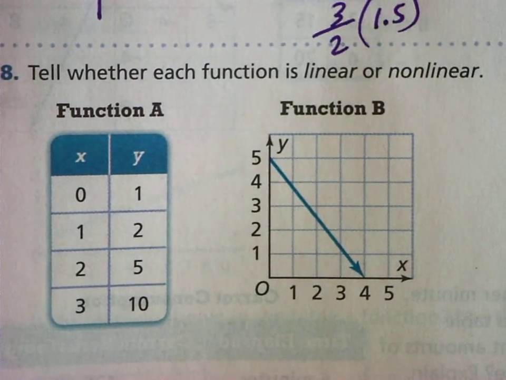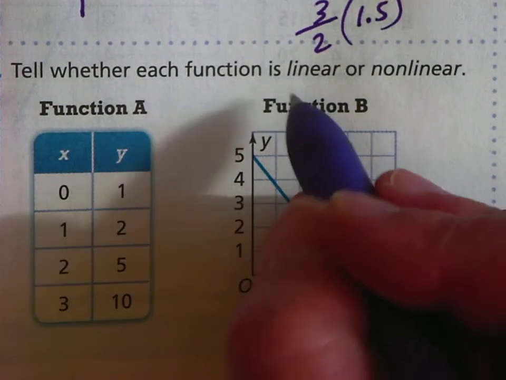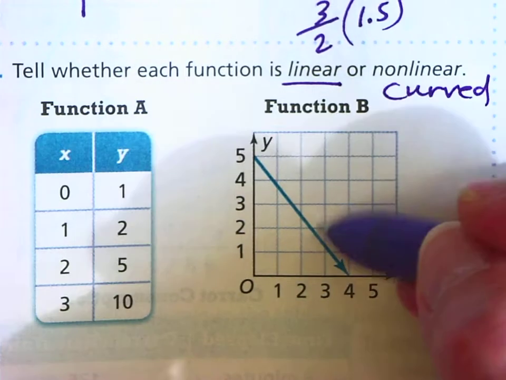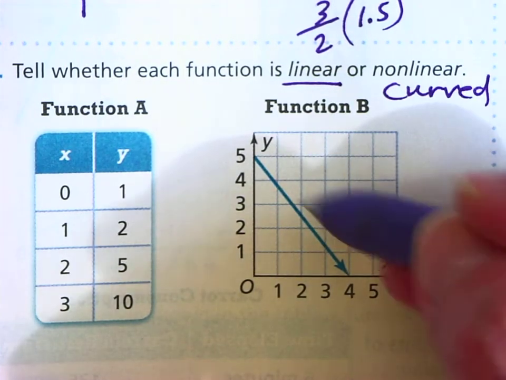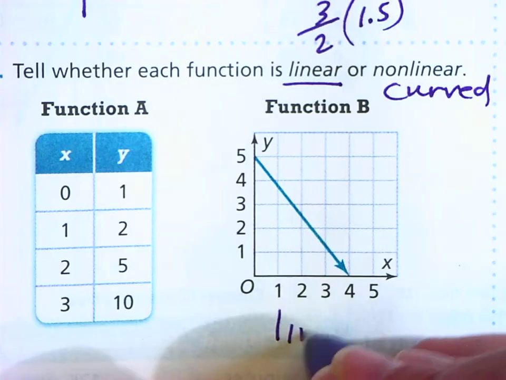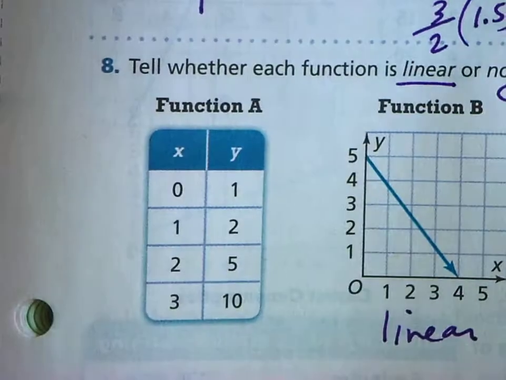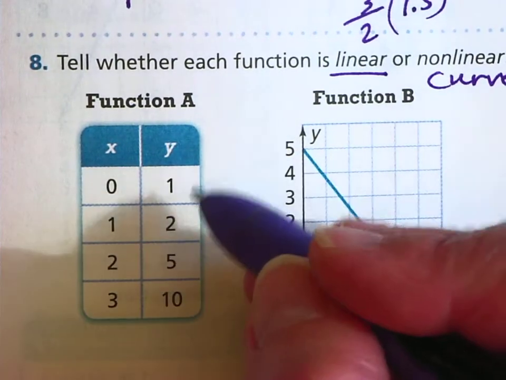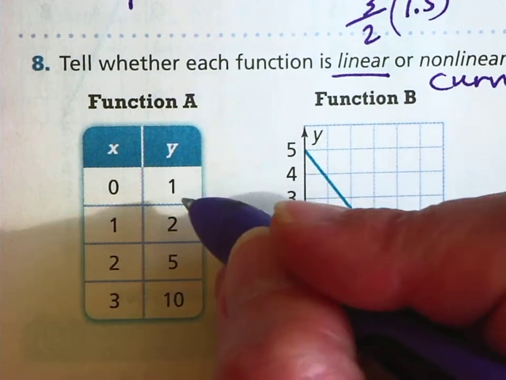Tell which one is linear or nonlinear. Folks, linear is a straight line, nonlinear is curved. So function B, folks, right off the bat, this is linear. It's a straight line. So that's linear. Now, the way to tell if a function is linear or nonlinear is it's going to be a straight line if it has a constant rate of change.